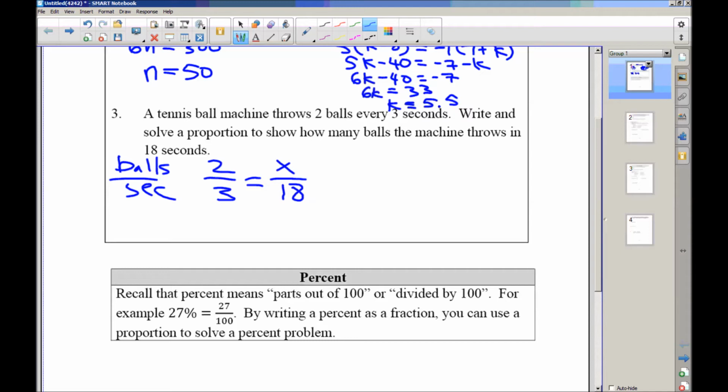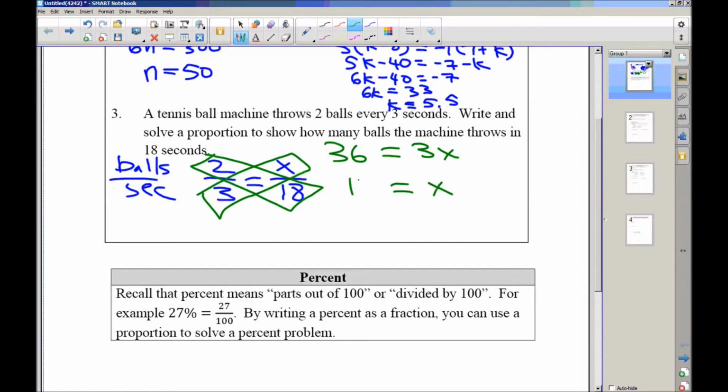Alright, so cross products again. So 2 times 18 is 36. And 3 times x is 3x. Divide both sides by 3, and we get x is 12. So how many balls does the machine throw in 18 seconds? It throws 12 balls. Okay. So remember, if you write this proportion or this ratio in words, it helps you remember where to put the things. Okay.